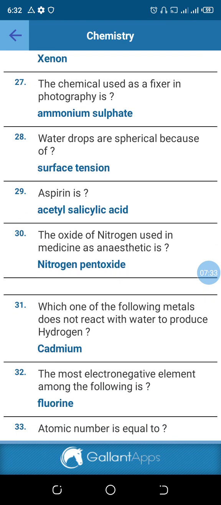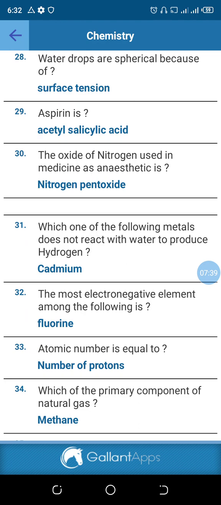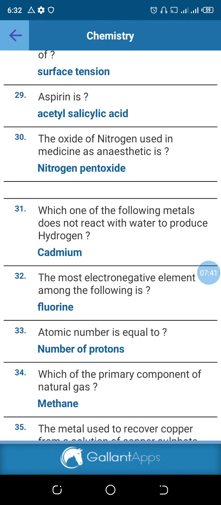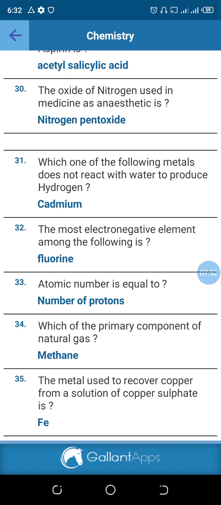Which is also called stranger gas? Xenon. The chemical used as a fixer in photography is ammonium sulfate. Water drops are spherical because of surface tension. Aspirin is acetyl salicylic acid. The oxide of nitrogen used in medicine as anaesthetic is nitrogen pentoxide.